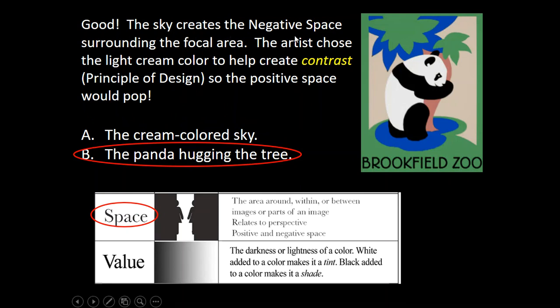The sky creates the negative space. So the opposite of positive space is negative space. And that's what's going on in the background. But negative space is also very important too. So the artist chose the light cream color to help to create contrast. So it's really important that your negative space contrasts enough with your focal area to emphasize that area so that it doesn't kind of blend into that background and isn't seen as well. So that makes it pop.